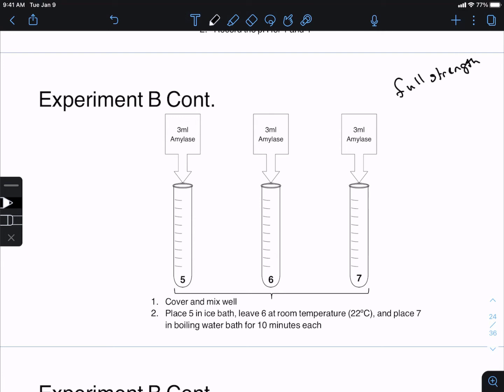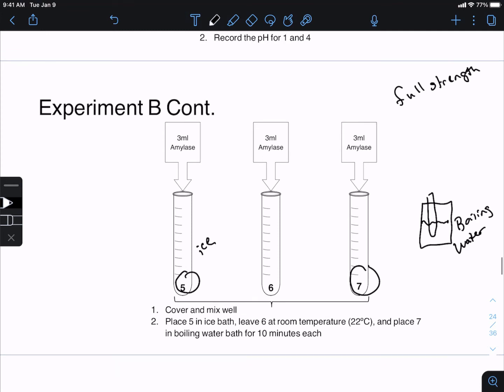You're going to mix it. One of these, number 5, goes on ice. One of these, number 7, make sure you cover it, and put it into a beaker full of boiling water and let it sit there for 10 minutes. Now you can probably guess, what do you think boiling water is going to do to that enzyme, amylase? Do you think amylase loves to be boiled? You take a guess, you make that decision.